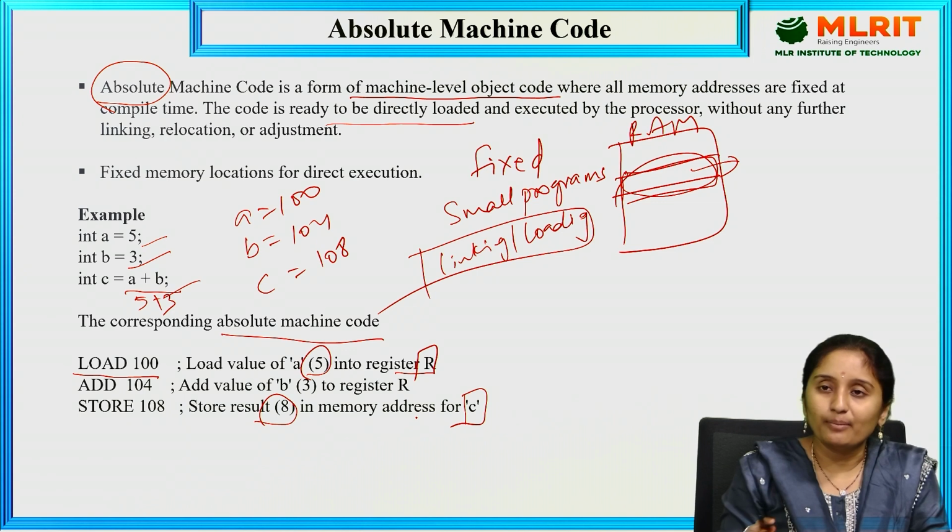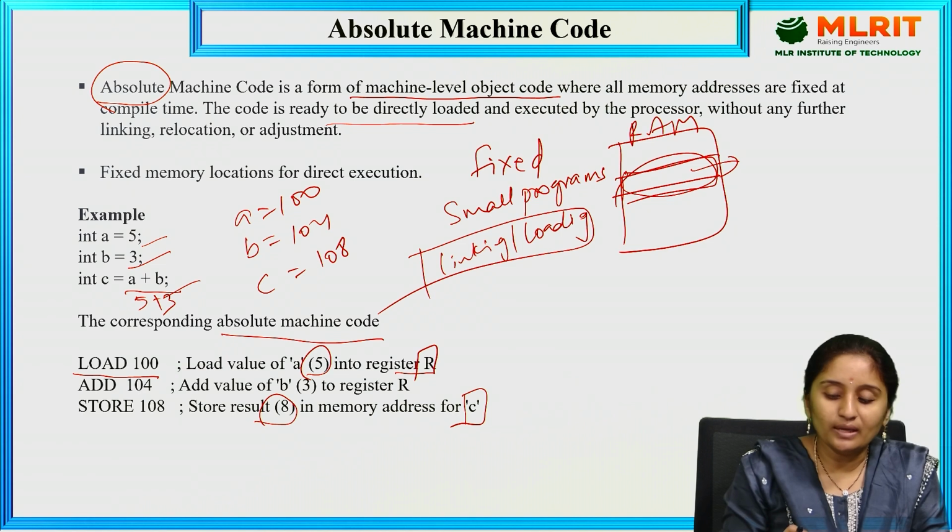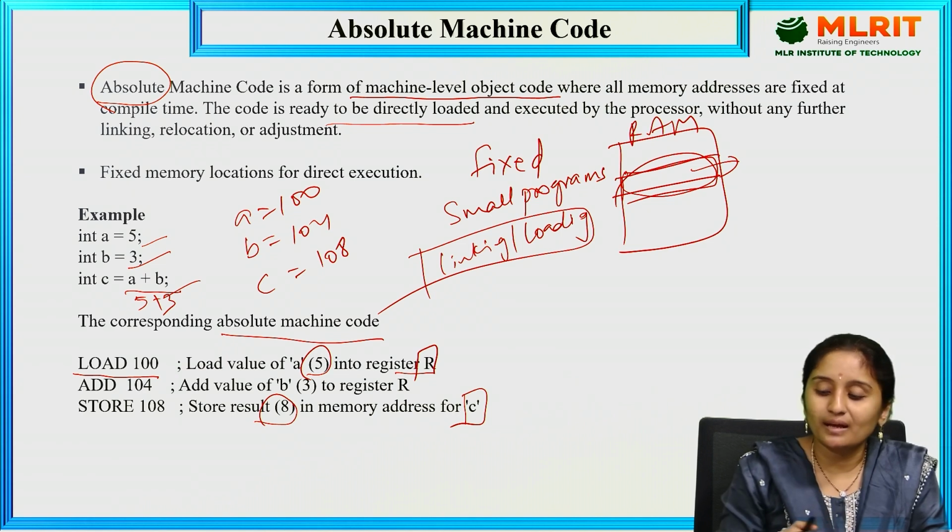So this is about the absolute machine code. Here the memory is fixed and it will work only for small programs. Large programs cannot work here, and there is no linking and no loading. The memory is fixed and generated at compile time only. There is no relocation of the memory and no adjustment of the memory allocations.